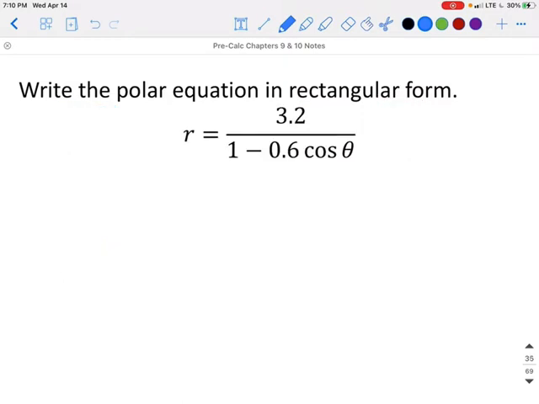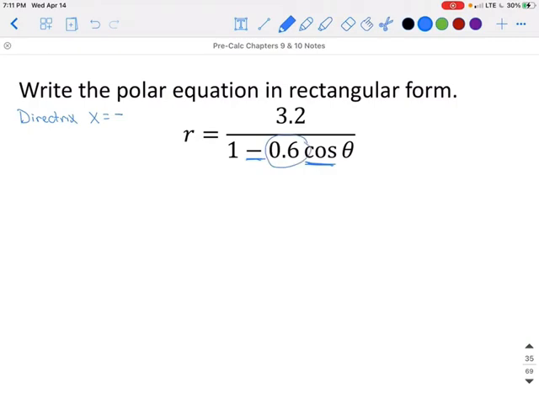We need to write the polar equation for this in rectangular form. So again, the first thing we're going to do is identify what type of conic. We're going to identify the E, the D value, and then from there we'll figure out everything else we need to find. So because this is cosine and because this is a negative, cosine tells us that our directrix will be x equals, because this is a negative value, it's going to be a negative here. But we're going to have to find that value first.